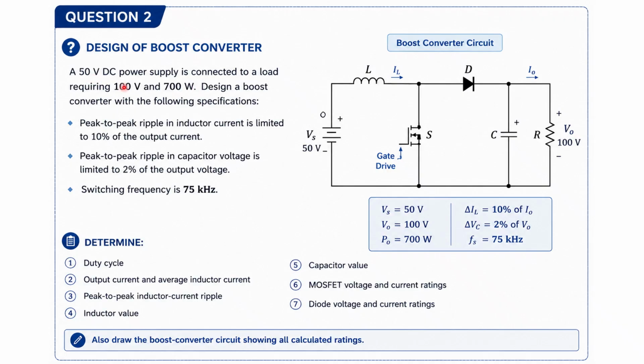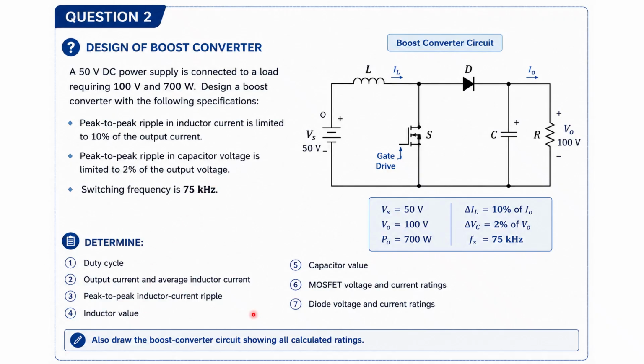So here we have to design a 50 volt DC power supply with expected output of 100 volt. So this is your boost converter, 50 volt DC input and 100 volt output at 700 watt power. Design a boost converter with the following specification. Peak to peak ripple in inductor current is limited to 10% of the output current. Capacitor voltage ripple is 2% of the output voltage. Switching frequency is 75 kilohertz.